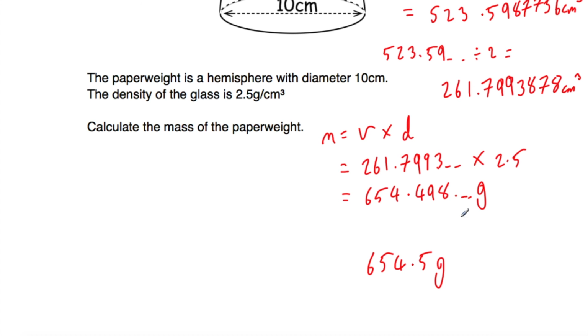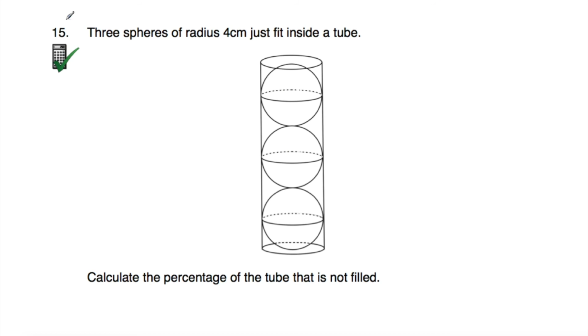And that's it. Okay, let's have a look at our next question, question number 15. So question number 15, we've got 3 spheres. So we've got these 3 spheres, and they've got a radius of 4 centimetres. So the radius of each one, so the distance from the edge to the centre, is 4 centimetres. And they just fit inside of a tube. So we've got this tube, and these 3 spheres just fit inside of that tube. And the tube's a cylinder.